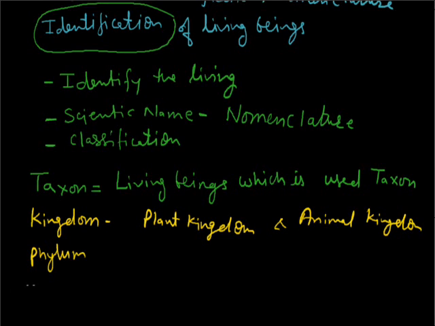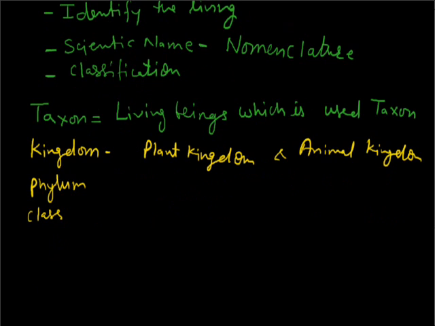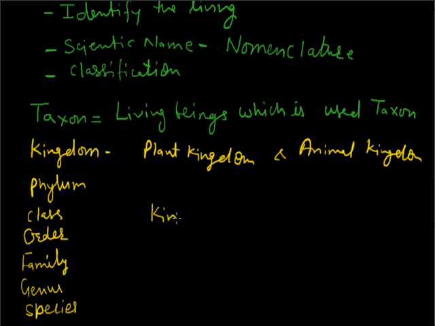Next one we call class. Next order, family, genus and species. So these are the certain categories or hierarchy order which are used for the study of living beings. So kingdom is the highest category or level of classification.